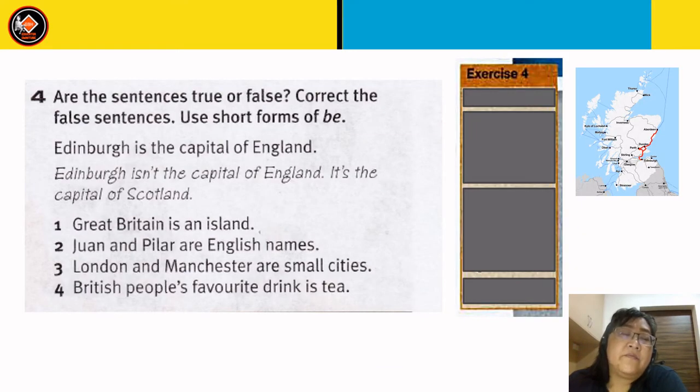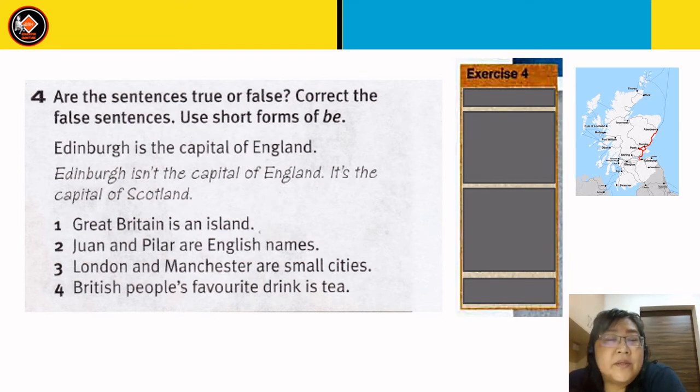Now let's look at number 4. Are the sentences true or false? Correct the 4 sentences. Use short forms of be. Edinburgh is the capital of England. So the answer: Edinburgh isn't the capital of England, it's the capital of Scotland.